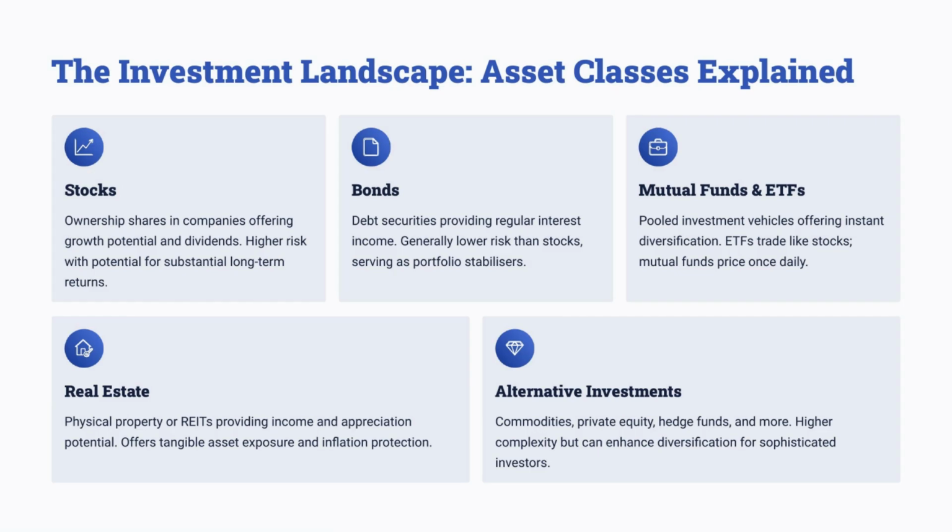Stocks represent ownership in companies, offering growth and dividends but with higher risk. Bonds are debt securities providing regular interest, stabilizing portfolios. Mutual funds and exchange-traded funds offer diversification. Exchange-traded funds trade like stocks. Real estate includes physical properties and real estate investment trusts, providing income and inflation protection. Alternative investments like commodities and hedge funds enhance diversification for sophisticated investors.